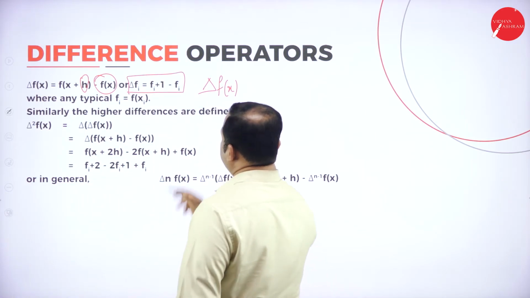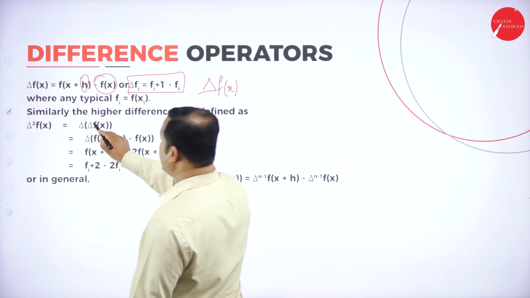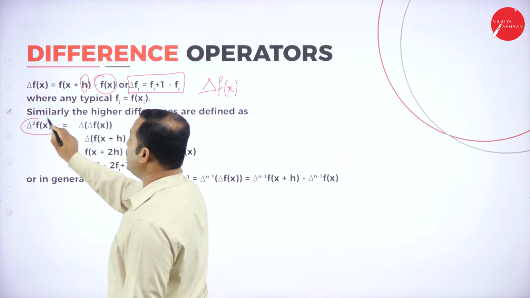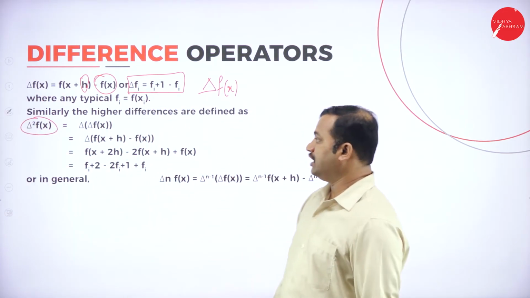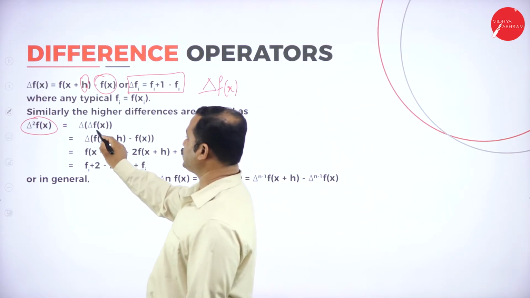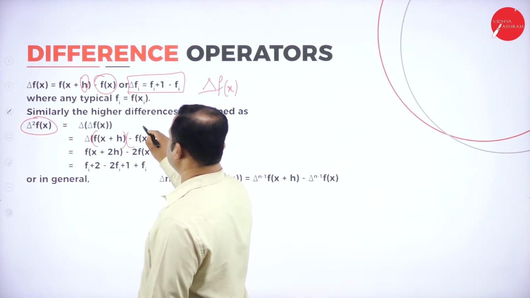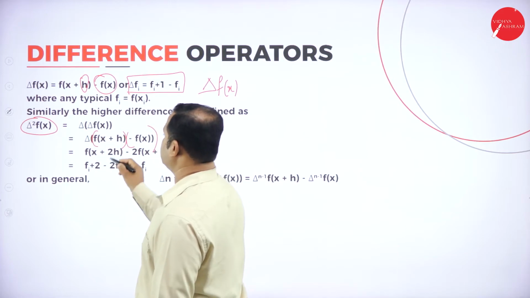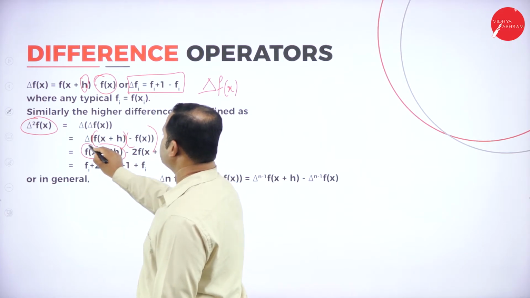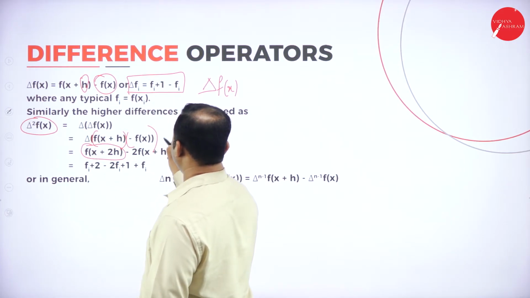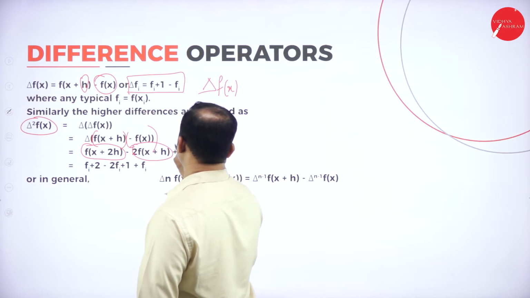We have similarly the higher differences. Delta square f of x. If that is the case, we have f of x plus h, then f of x is considered, whose difference is considered here. That is f of x plus 2h minus 2 times f of x plus h plus f of x.